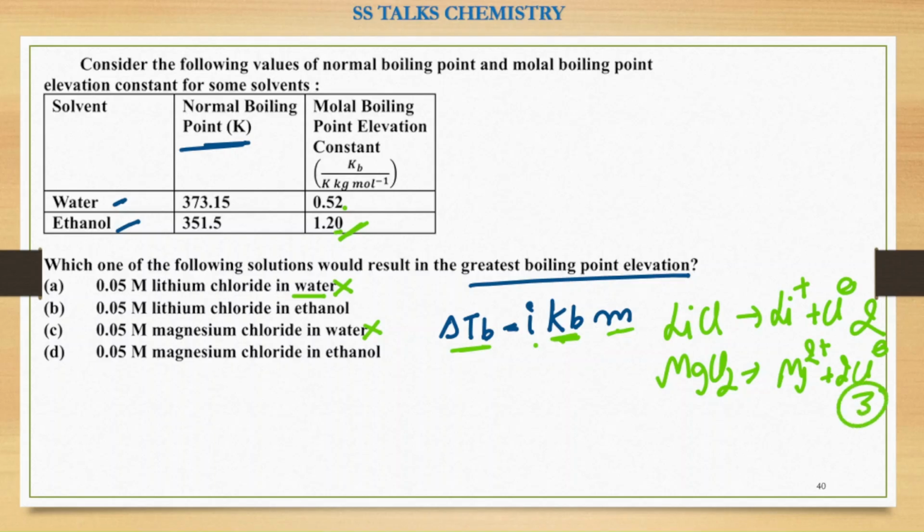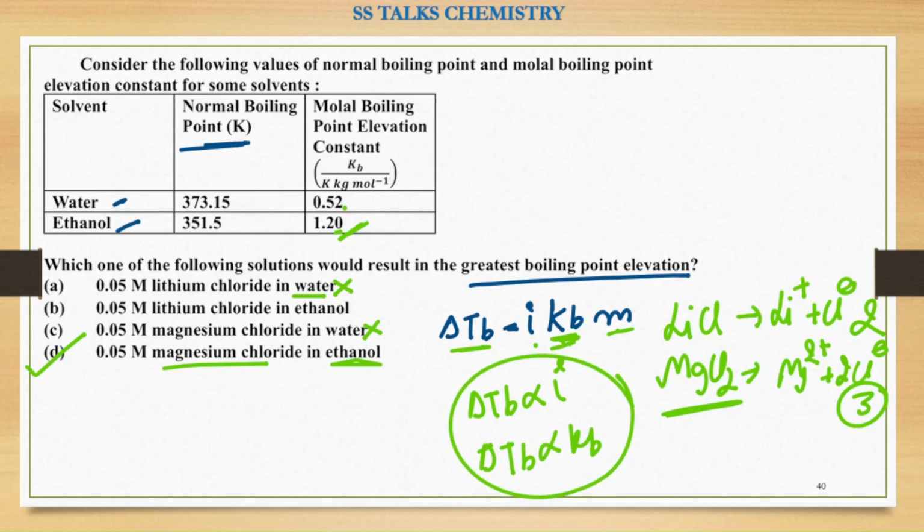So among these two, MgCl2 is going to have the greater increase in the boiling point. The i and the Kb value are going to be highest for magnesium chloride in the ethanol solvent. So the correct answer will be option D. Delta Tb is directly proportional to the i value and directly proportional to the Kb value. These two factors we have taken into consideration.